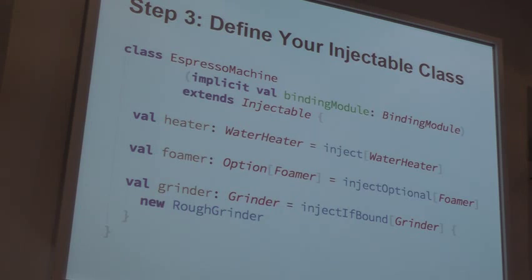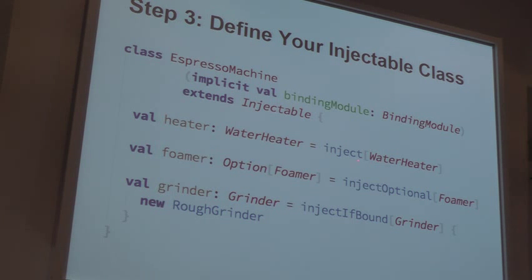Step 3 is defining your injectable class. Injectable class is another kind of component. The difference is that in your injectable class, you want to inject some of your dependencies. There are 2 important things. First, you need to extend from injectable trait. Trait is something like an interface in Java, but it can have some methods implemented. And the injectable trait gives us these methods: inject, inject optional, and inject if bound.